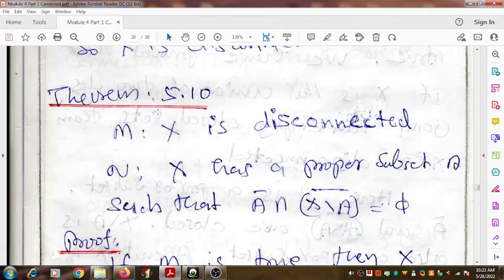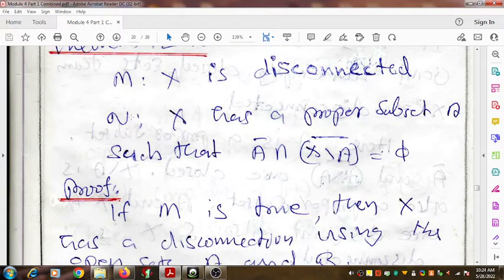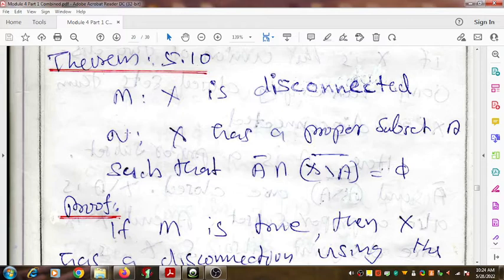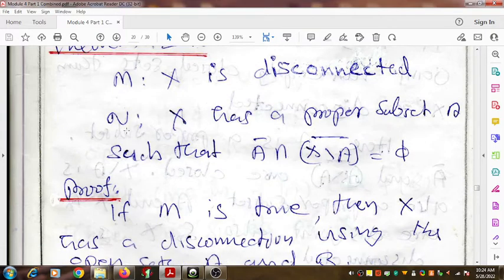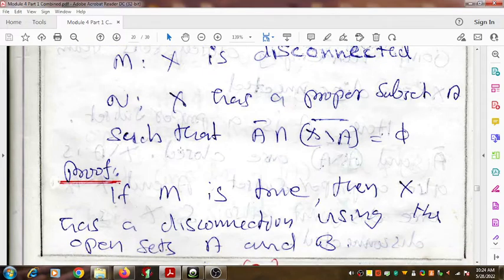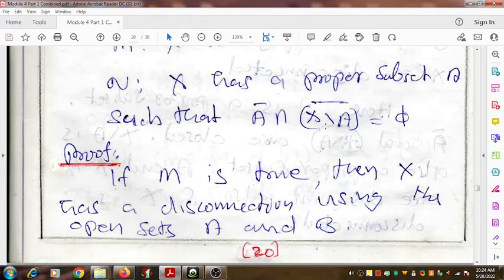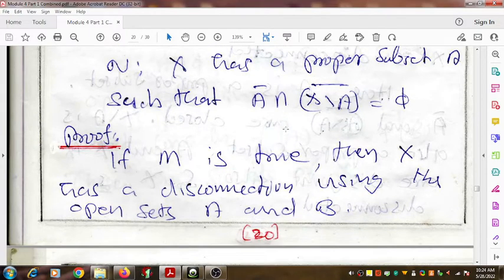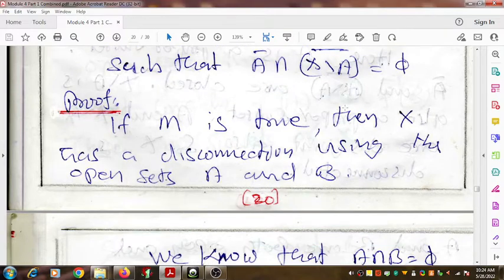Consider next theorem 5.10. Here we have the statements M and N. We want to establish the equivalence: M if and only if N. M states that X is disconnected, and N states that X has a proper subset A such that closure of A intersection closure of X minus A equals the empty set.